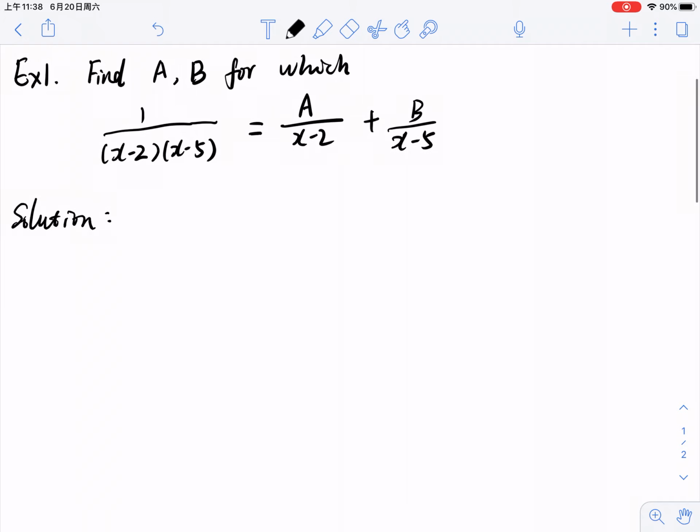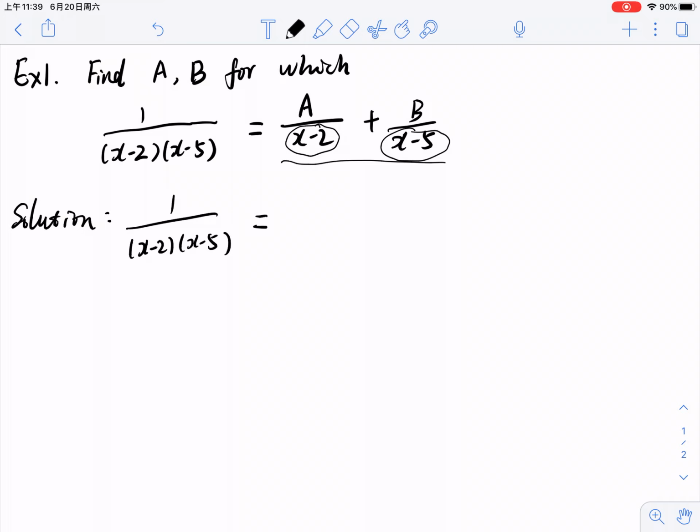For this example, we want the left-hand side to be equal to the right-hand side. So now let's observe the right-hand side. For the first one, its denominator is x minus 2. The second one, denominator is x minus 5. So we want to put the right-hand side over a common denominator. So we have 1 over (x minus 2)(x minus 5) is equal to, so the common denominator is (x minus 2)(x minus 5), right?